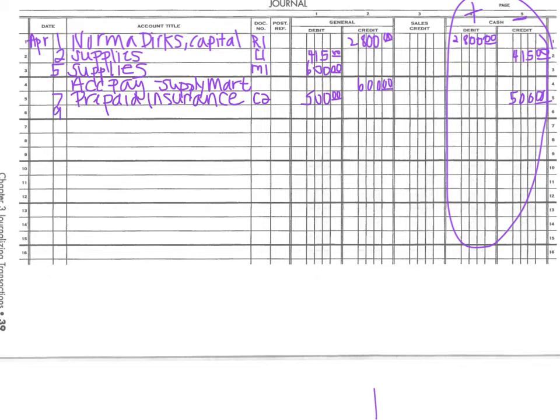April 9th, we paid cash on account to Supply Mart. So cash is affected, so I don't need to write cash down, but we're paying off what we owe to Supply Mart. So I need to write accounts payable dash Supply Mart. And we paid with check number 3. Once again, if we're paying cash, we would need to credit cash. So we're going to credit cash for $300.